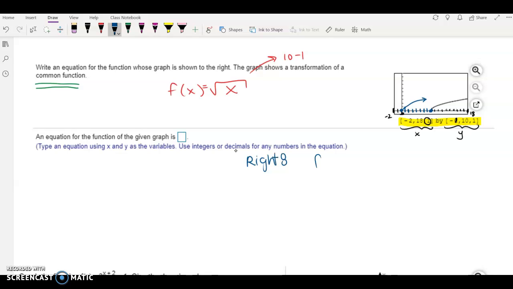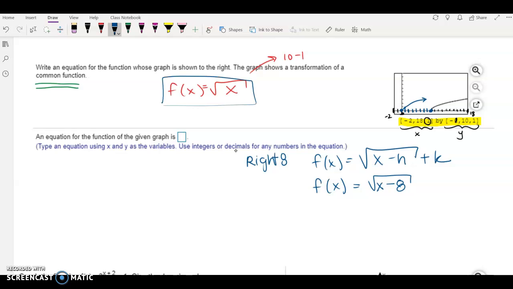8. All right, so our square root function, if I wrote it with the h's and the k's, h on the inside, k on the outside, if it shifts to the right, I have to go opposite. So it would be -8 instead. All right, so the big thing here is knowing what this graph looks like, so that you know what function to use.